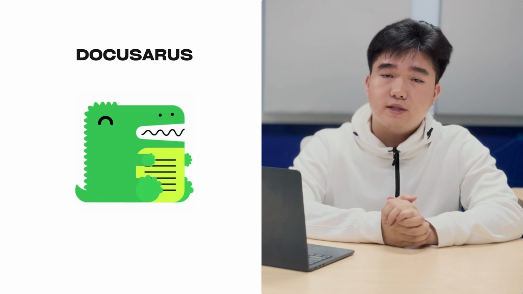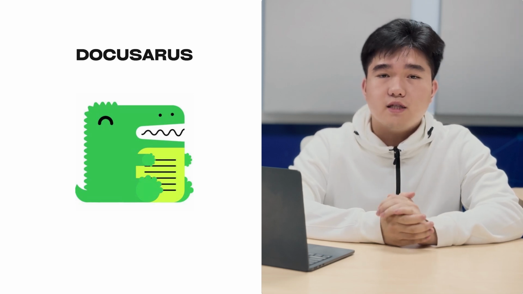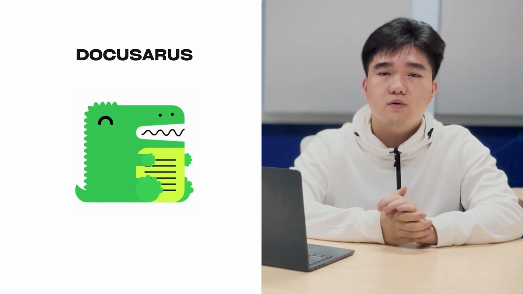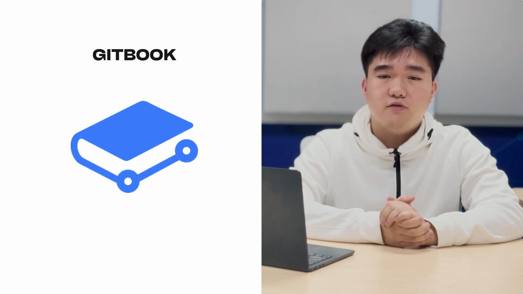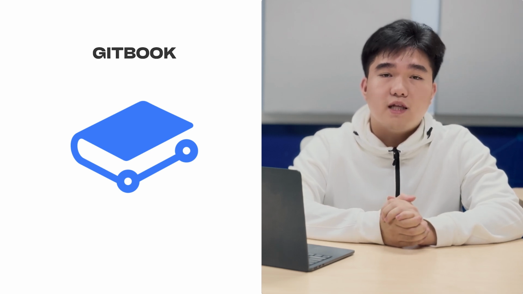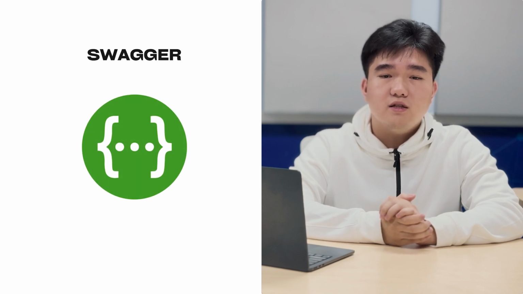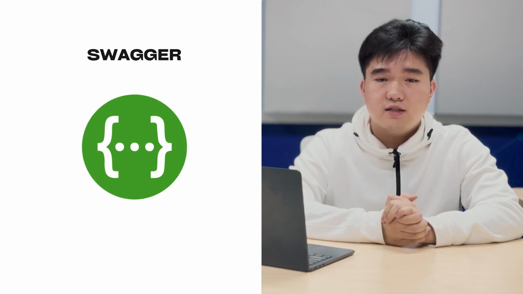Now on to the next one, Docusaurus. Docusaurus is open source and customizable. It appeals to people who want more control. The third one is GitBook. GitBook shines in team collaboration. It makes it very easy for multiple people to work together on the same documentation. The last one is Swagger. Swagger is the leader in API documentation, especially REST APIs. It provides extensive tools which rival Mintlify's auto-generated documentation.